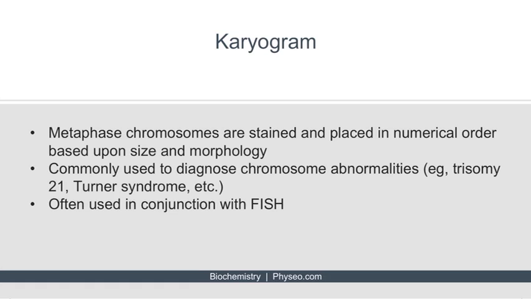Let's get started. A karyogram is a lab technique in which metaphase chromosomes are stained and placed in numerical order based upon their size and morphology. This is commonly used to diagnose chromosome abnormalities such as trisomy 21, Turner syndrome, and other genetic disorders. This is also often used in conjunction with fluorescence in situ hybridization, or FISH. I'll explain FISH more in a second.